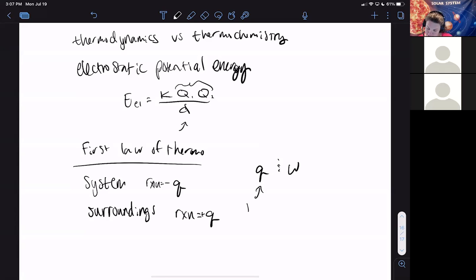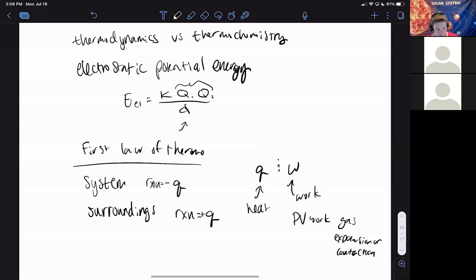So this is our heat. This is work. We don't look at very much work. We look at mostly heat, because we're talking about chemical reactions. The only work we really see with chemical reactions is pressure-volume work due to gas expansion or contraction. Okay.